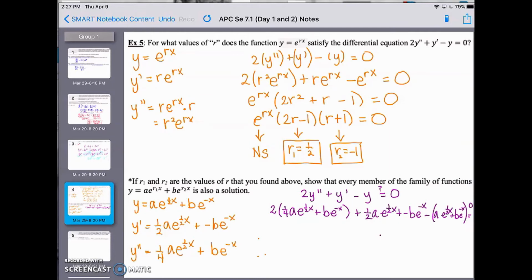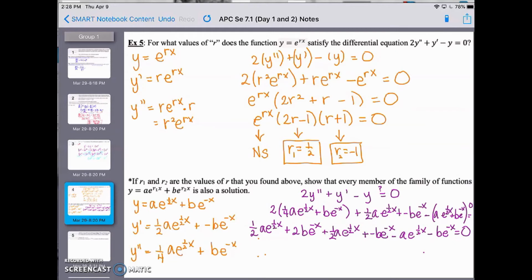2 times 1/4 is 1/2. So my first term here is going to become 1/2 a e to the 1/2 x plus 2 b e to the negative x plus 1/2 a e to the 1/2 x minus, or plus, negative b e to the negative x. And then I have to distribute the negative, so I get minus a e to the 1/2 x and minus b e to the negative x equals 0.